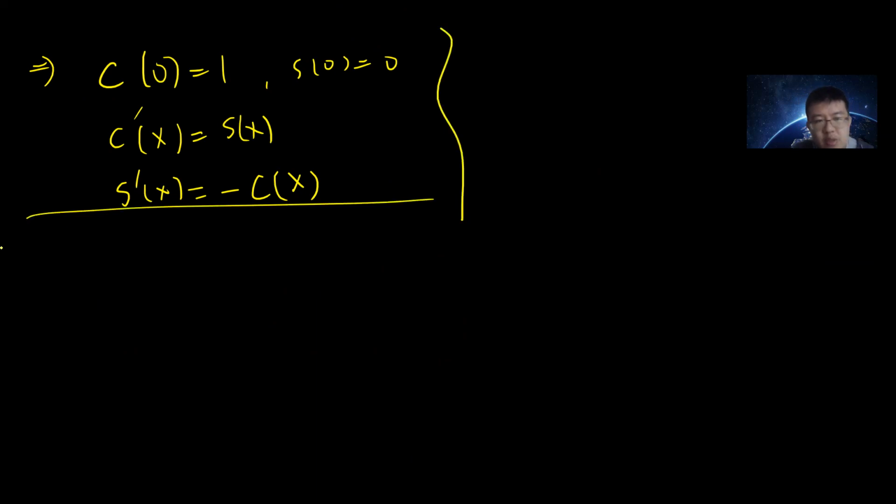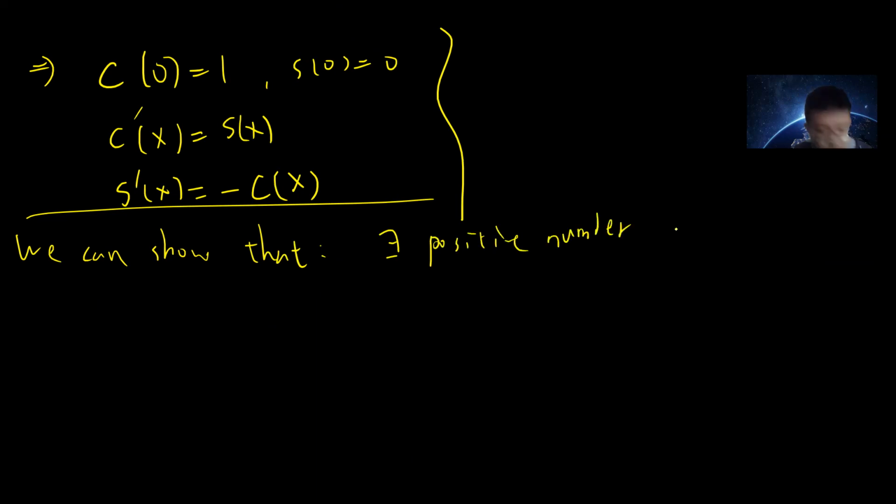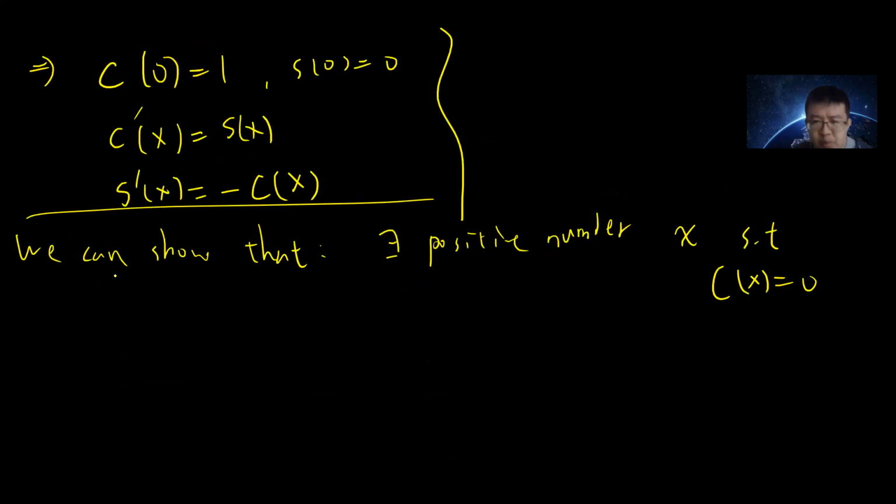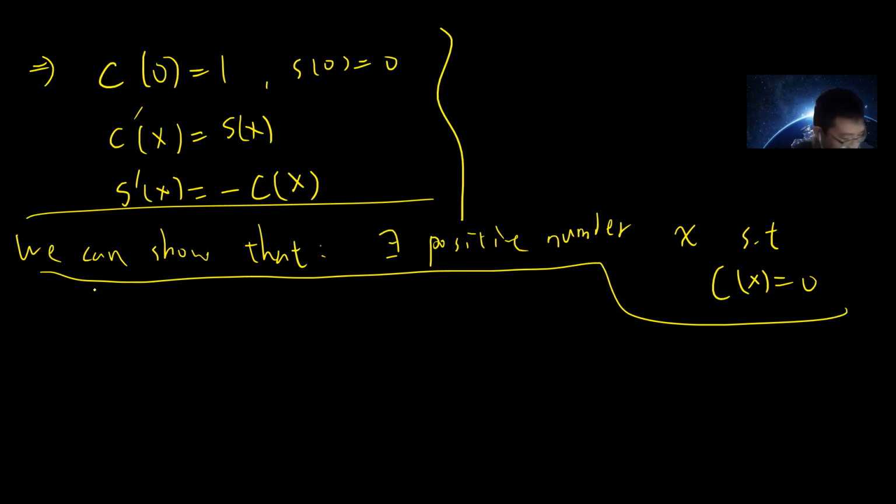Okay, so now here comes the amazing part. We can show that there exists a positive number x such that cosine x is 0. This is very amazing, because there is no periodicity when I define the exponential of x. But if I plug in i, we automatically come out with cosine and sine, and both will be periodic. But how can we use analysis to show this fact?